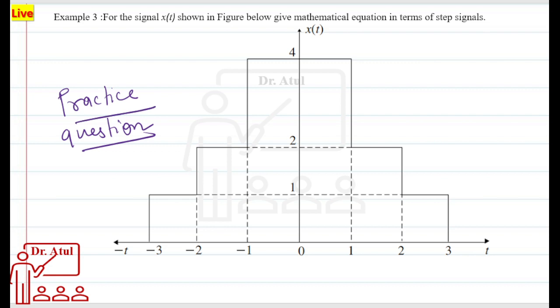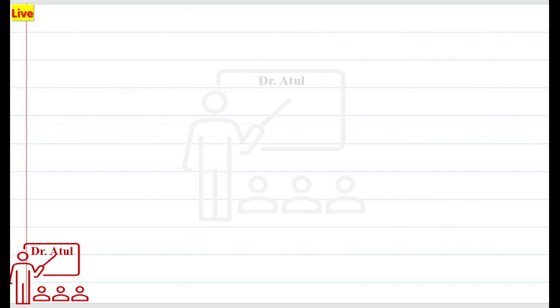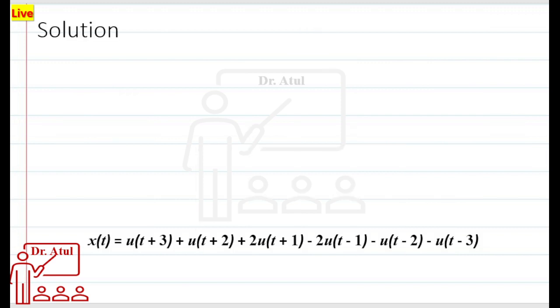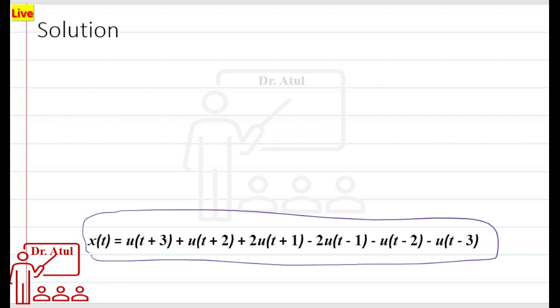Or you can include this in an assignment, or in tutorials. I will not tell the answer; I am sure that you will be able to do it. This answer is available, so you can note it down, but all the steps should be correct. Okay, so in this way we can represent any rectangular kind of signal by using the step signals.